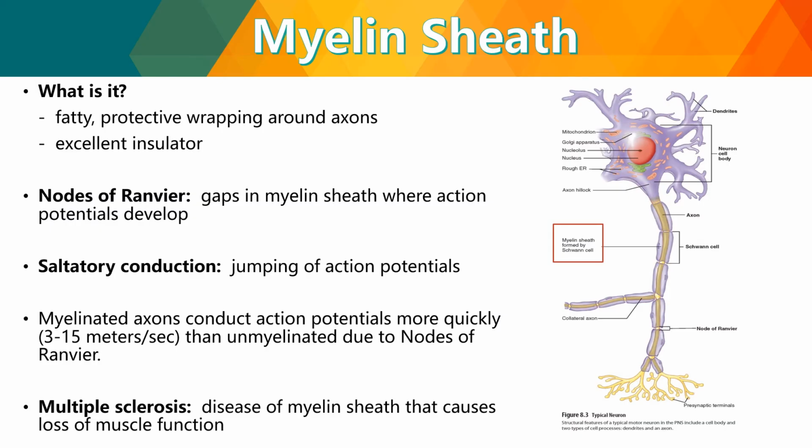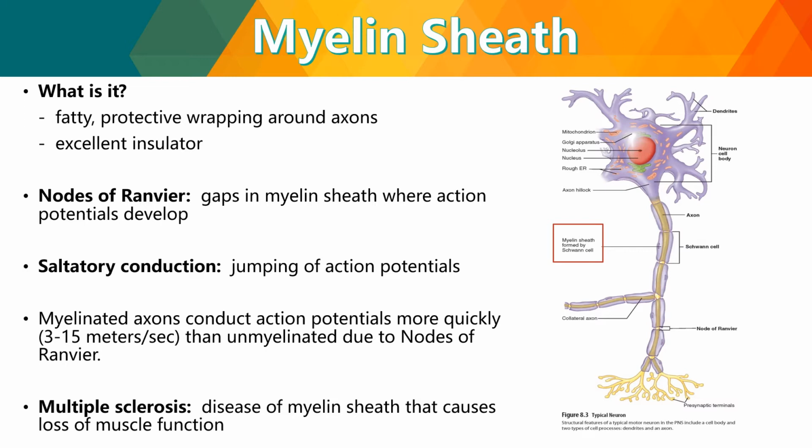Now let's talk about the myelin sheath. Myelin sheaths are specialized layers that wrap around the axons of some neurons, and those neurons are termed myelinated. So again, once a neuron has a myelin sheath, you term it a myelinated neuron. These sheaths are formed by the oligodendrocytes in the central nervous system and Schwann cells in the PNS.